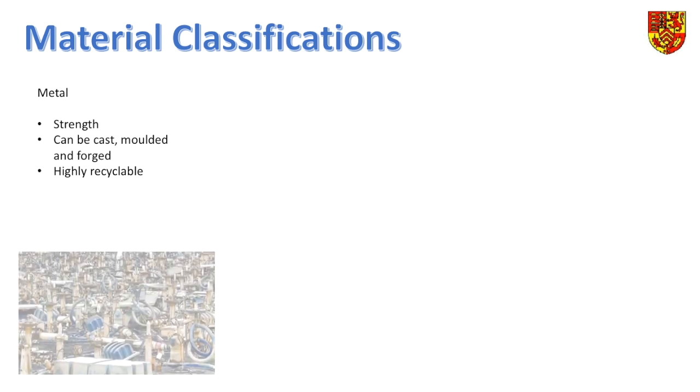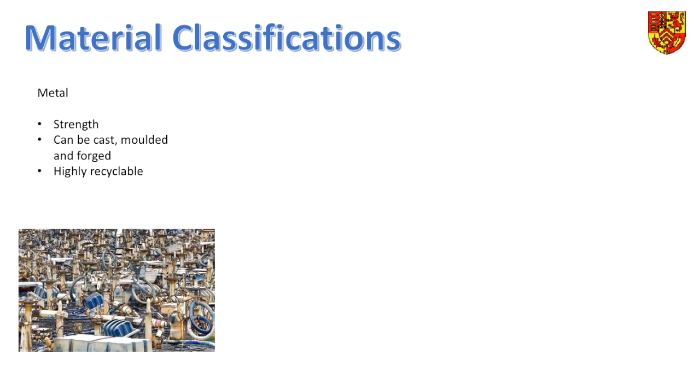Okay, so the first material we're going to look at is metal, and generally metals are pretty strong. They can be cast, molded and forged into different shapes, and they are very easily recycled. They come in loads of different types, so they can be used for lots of different products.